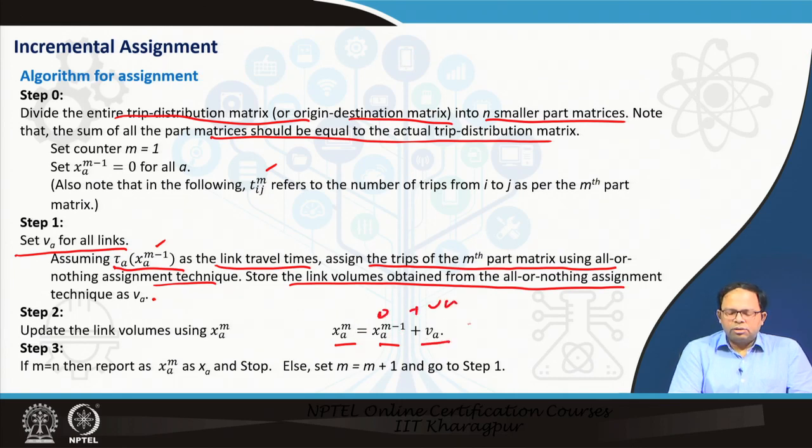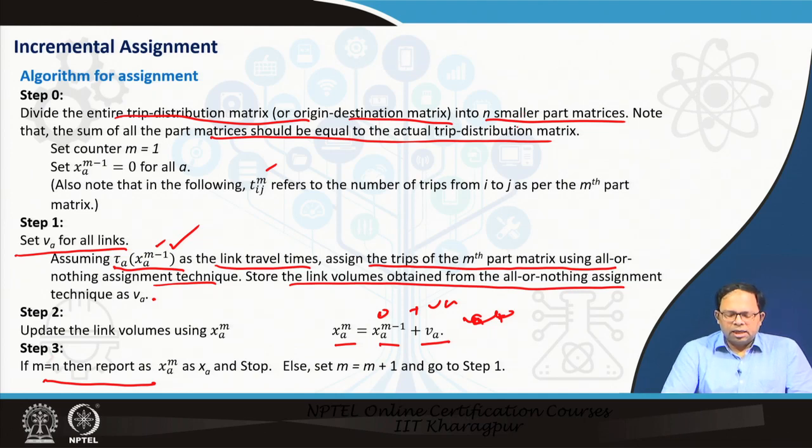In the next iteration it would be VA plus the new value that is being added. In this way we gradually keep adding, and at the same time keep updating the travel time as well, so the impedance value will gradually increase. We continue till m is equal to n, that means all the smaller parts have been assigned into the network.